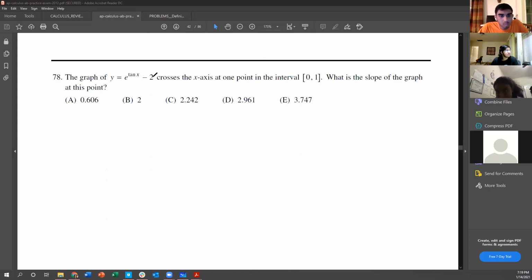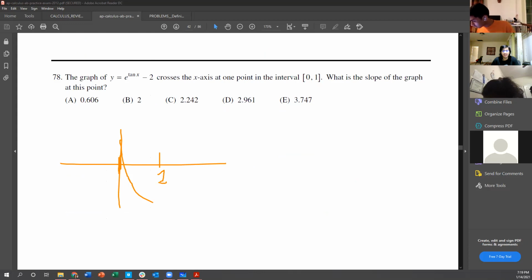The graph of y equals this crosses the x-axis at one point in the interval between 0 and 1. So somewhere between x equals 0 and x equals 1, I don't care what it does, it crosses the x-axis somewhere. What is the slope at this point? Well, you could actually do this completely in your calculator. I wouldn't even bother trying to do this by hand.